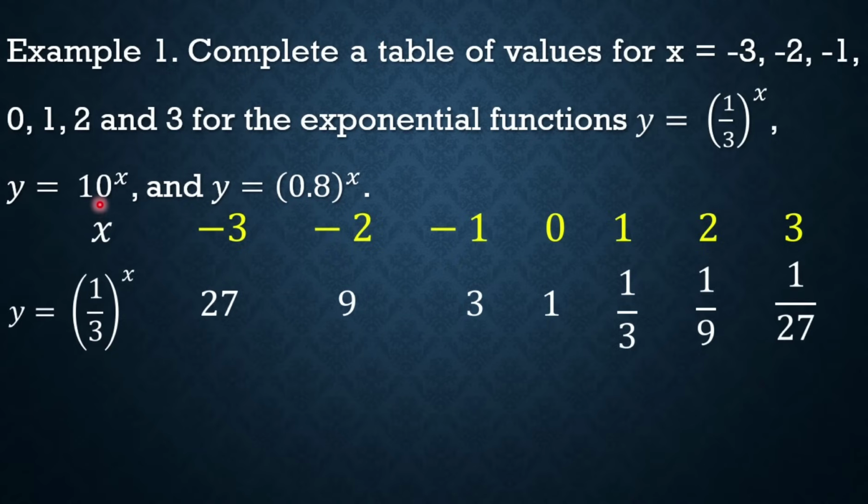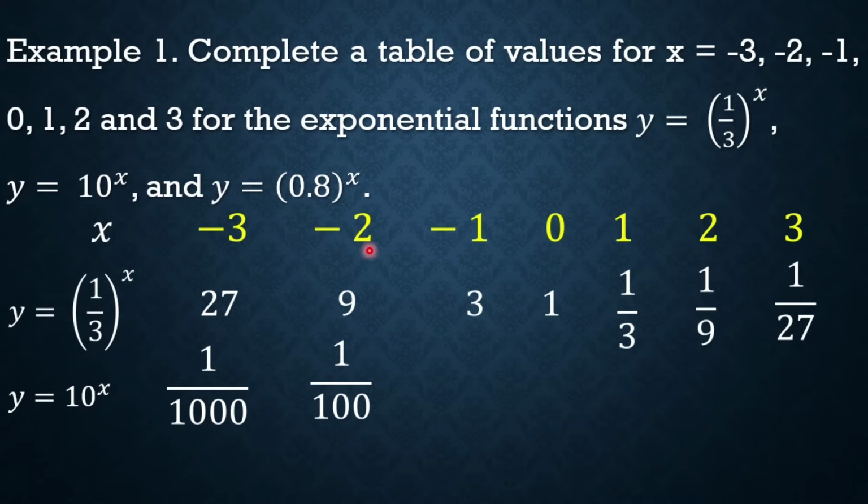So the second function that we have is y is equal to 10 raised to x. So substitute lang natin yung mga values ng x natin. 10 raised to negative 3, so that is 1 over 1,000. Bakit? Since negative yung exponent natin, kunin natin yung reciprocal nito, that will become 1 over 10 raised to 3. Kaya naging 1 over 1,000.